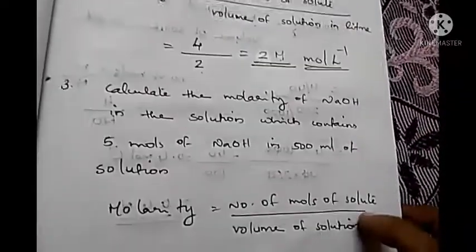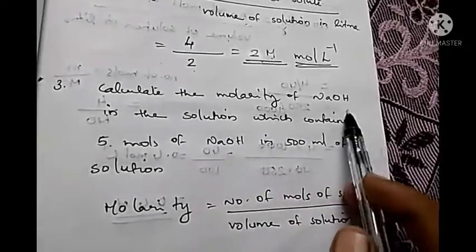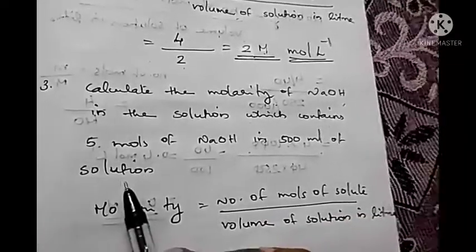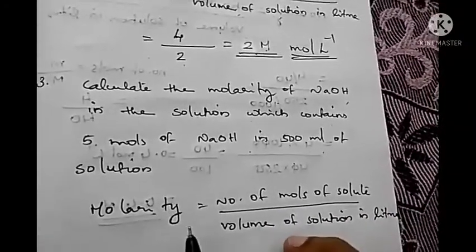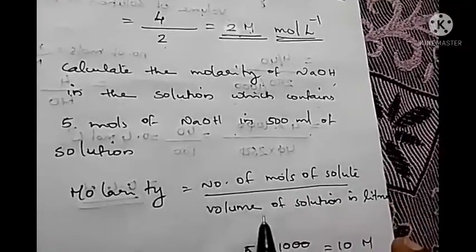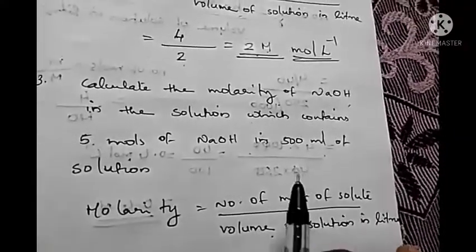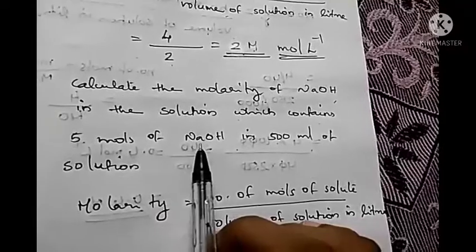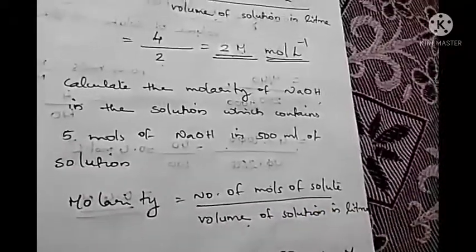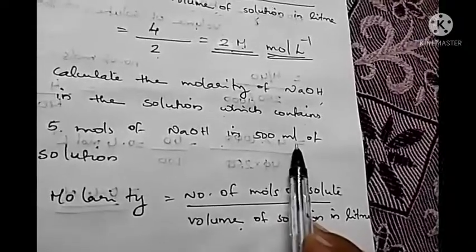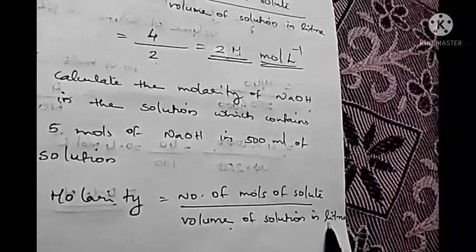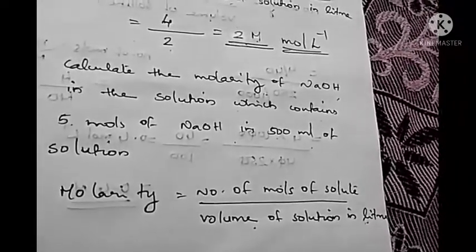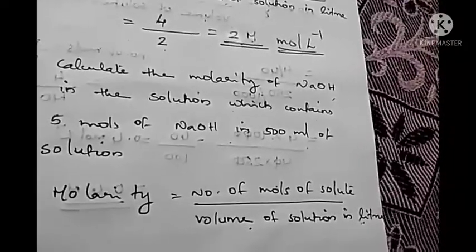Got that? Now the third question: calculate the molarity of NaOH in a solution which contains 5 moles of NaOH in 500 ml of the solution. The formula remains the same: molarity is equal to number of moles of the solute divided by volume of solution in liter. The solute is NaOH, and 5 moles of NaOH is present in 500 ml of the solution. Here the volume is given in milliliter, which we have to convert into liter. How can we convert milliliter into liter? We have to divide by 1000. 500 divided by 1000. Clear that?